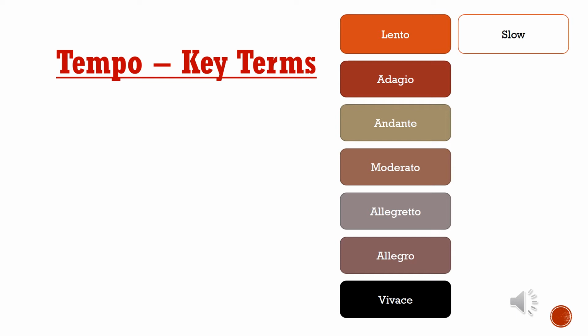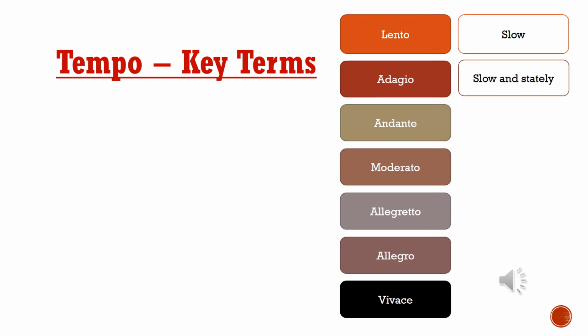Okay, so our first term is lento, which means slow, and we're going to listen to an example of a piece of music which is lento. As you can hear, that piece of music is moving really, really slowly. So if we were going to describe the tempo, we would call it lento.